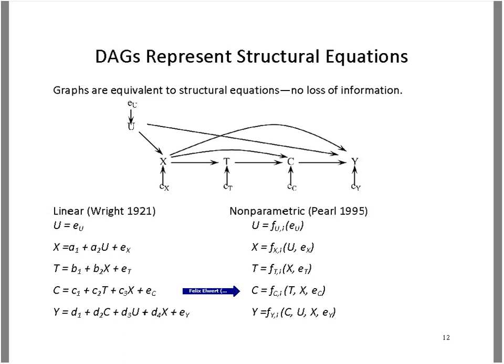So by comparing the algebra with the graph, you can see that they're one-to-one equivalent. The graph tells you for every variable the direct causes of that variable. So here in the case of the variable C, the graph tells you that T, X, and E_C have direct arrows into C, so those are the causes. And the algebra tells you the exact same thing. C is caused by T, X, and E_C.